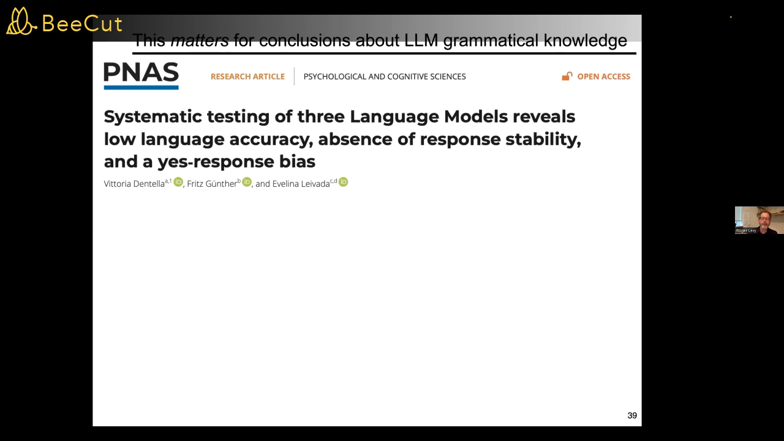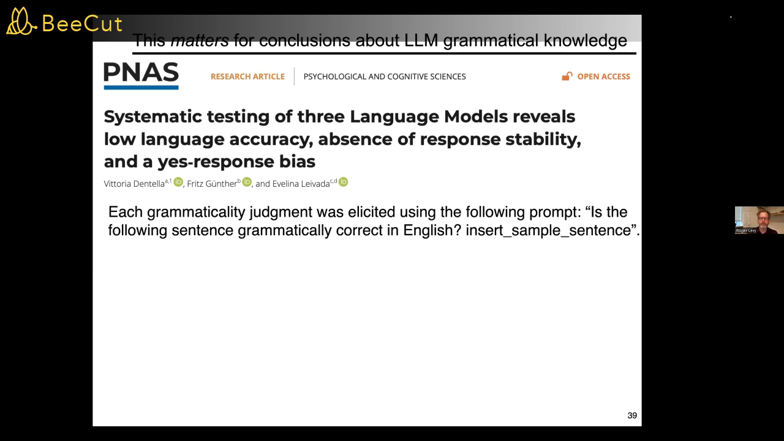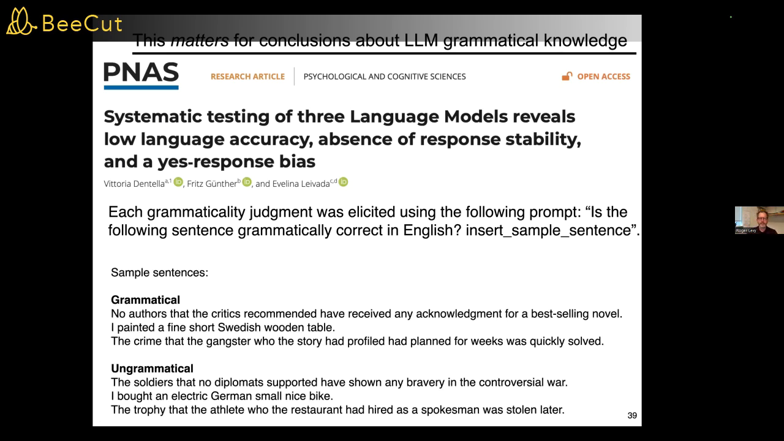And this really matters for conclusions about whether large language models really are capturing grammatical knowledge or not. So for example, Dentella et al. had a pretty high-profile article in 2023 where they did what we would call metalinguistic evaluation of large language model grammaticality judgments. They used prompts which were, is the following sentence grammatically correct in English? And then they would show the sentence. These are kinds of example sentences.